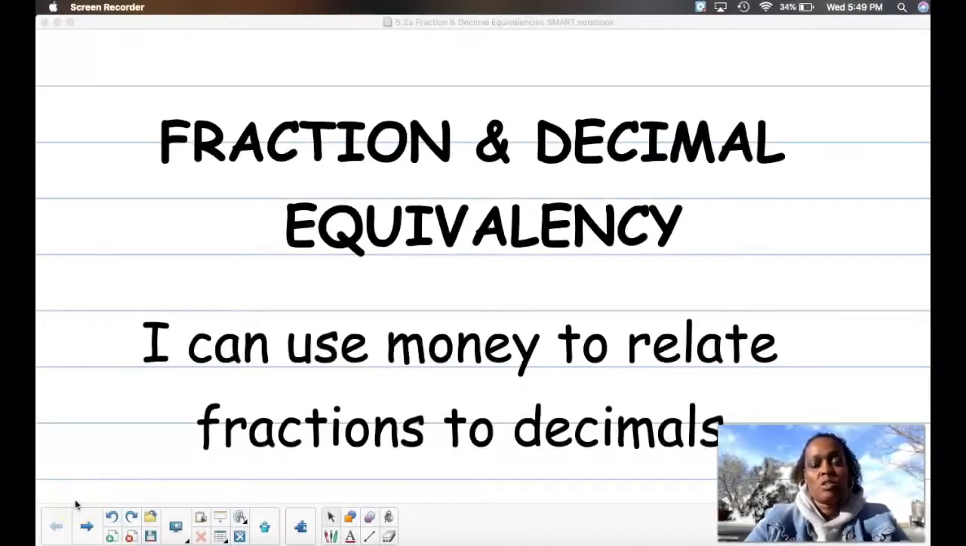So today we'll talk more about fraction and decimal equivalencies. You will need paper, pencil, and maybe some crayons and markers if you want to make fancy flashcards for an activity that we'll do later in the lesson. Our learning target for today is I can use money to relate fractions to decimals.